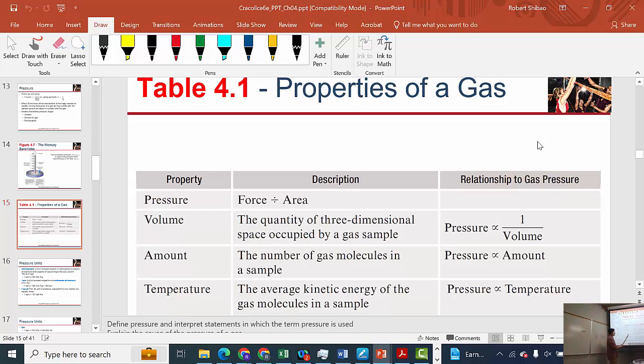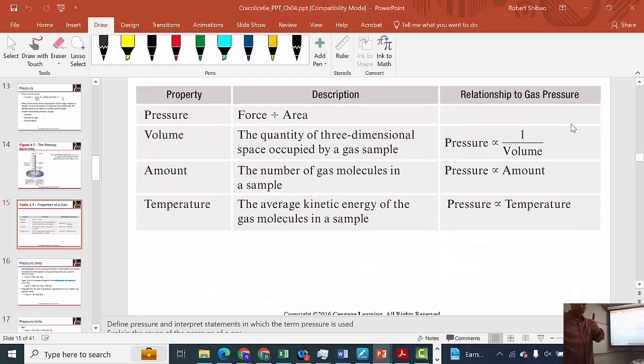And then the amount we didn't measure. This is the number of gas particles in the sample. There are different ways we can measure that. And then the temperature, we measure the temperature of the gas. So those are the properties or characteristics of the gas that we want to know.